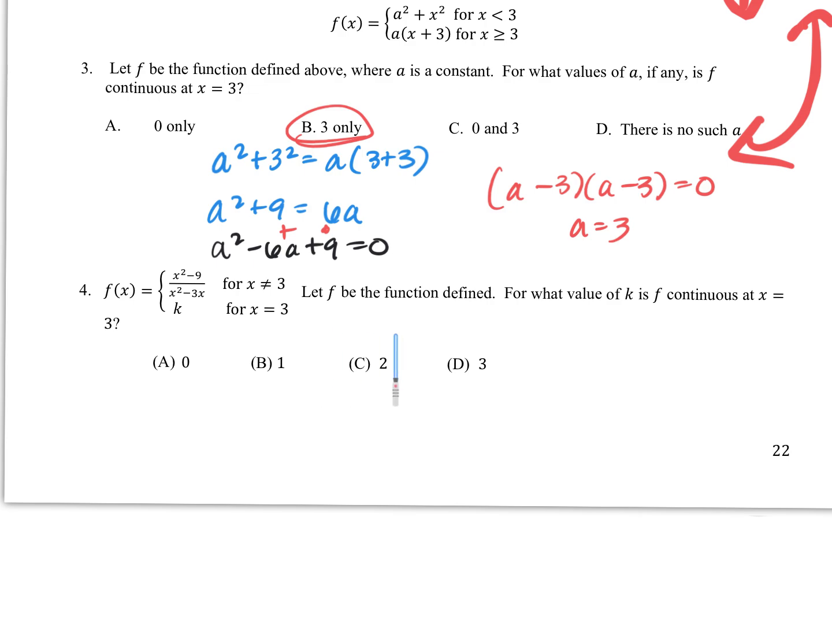Look at this one. For something to be continuous, it says let f be this function, for what value of k is the function continuous when x is 3? We doing the same thing? Again, if they're asking continuous from the left and from the right, or at 3 versus not at 3, we still have to set them equal to each other. Let's do it, y'all. One is x squared minus 9 over x squared minus 3x.